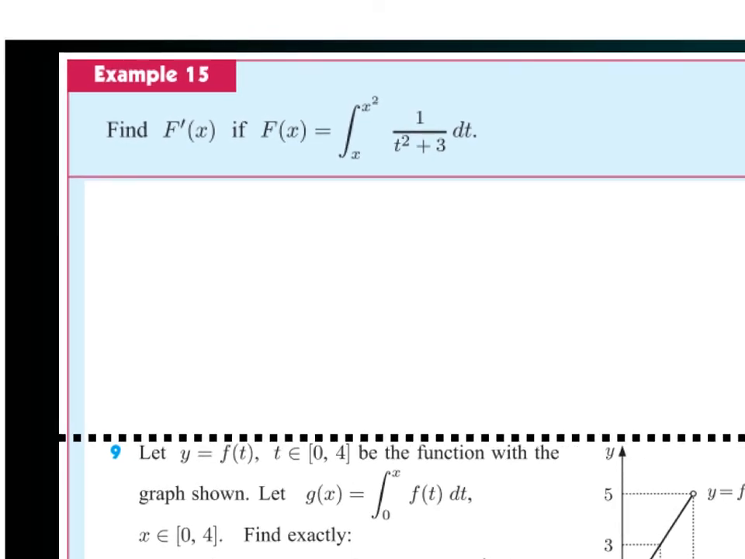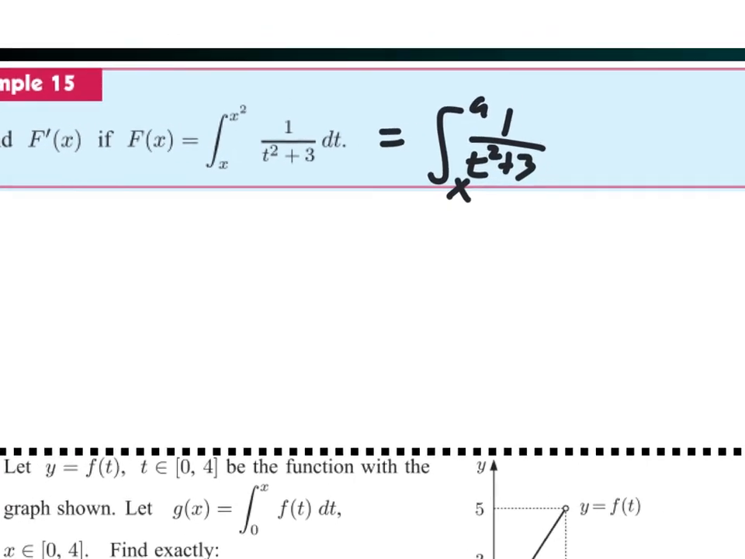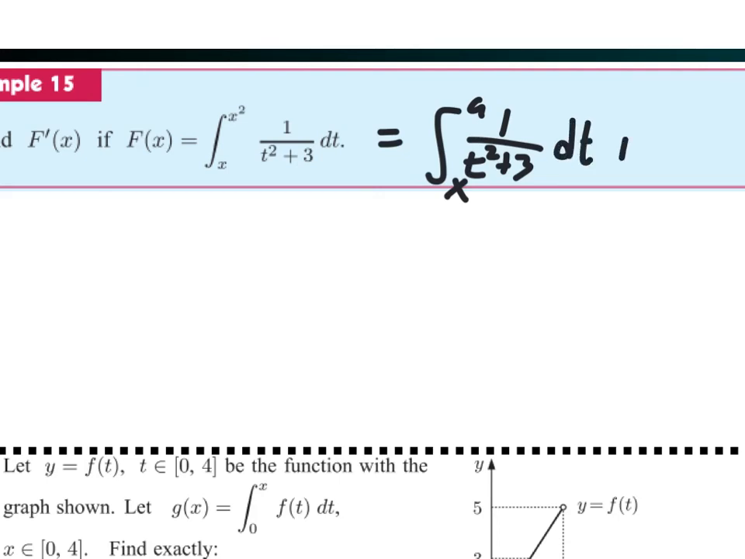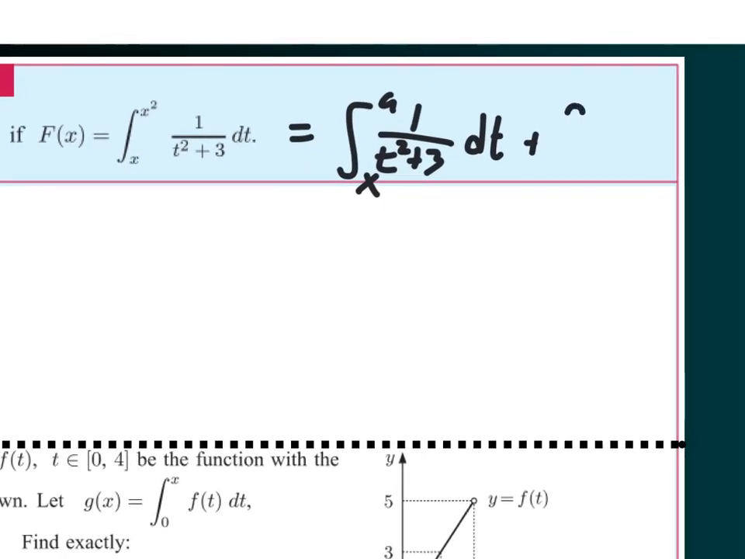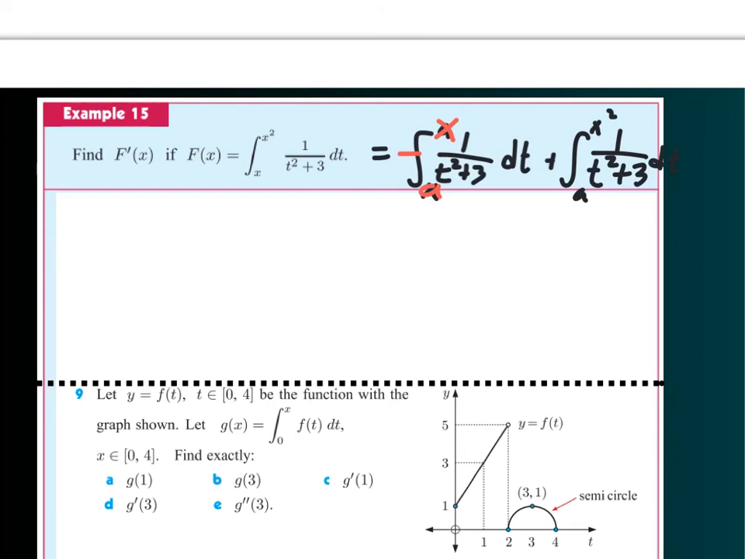Ooh, how about this one? Using properties, I'm going to turn f of x into two functions. Check it out. I'm going to go from x to some value a of 1 over t squared plus 3 dt, plus the integral from a to x squared of 1 over t squared plus 3 dt. Another thing I've got to do here is flip these limits. That makes that opposite.